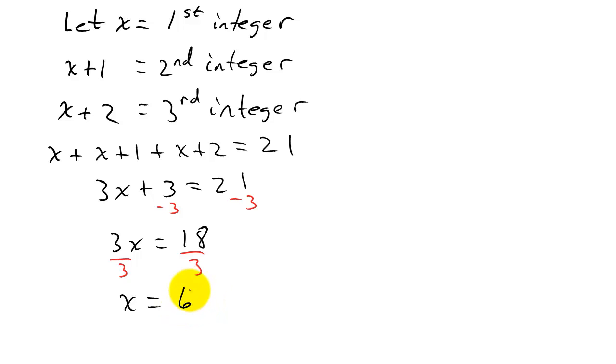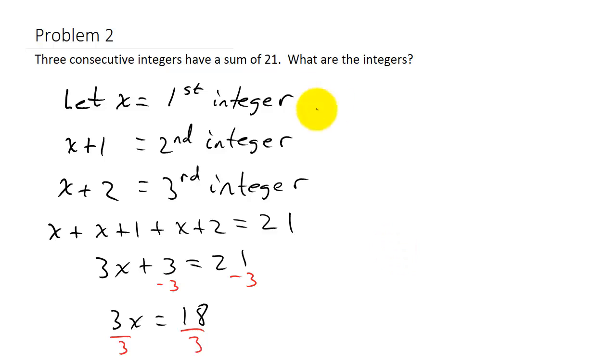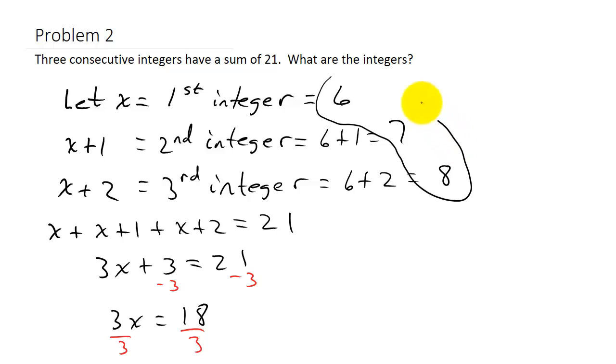So my first integer, which is x, is equal to 6. My second integer is my first integer plus 1, which equals 7. And my third integer is my first integer plus 2, which equals 8. And there's my 3 consecutive integers.